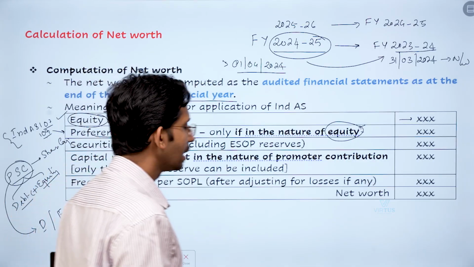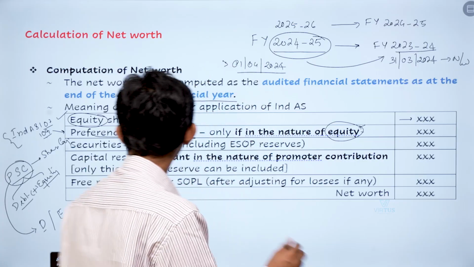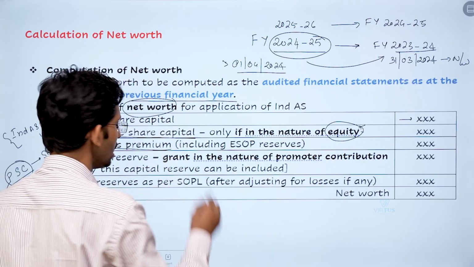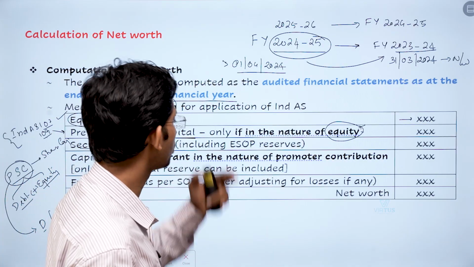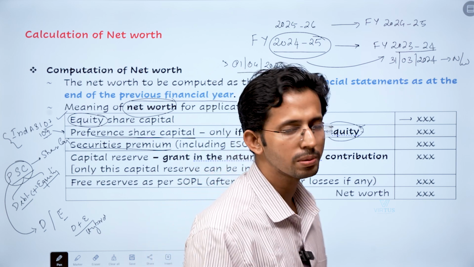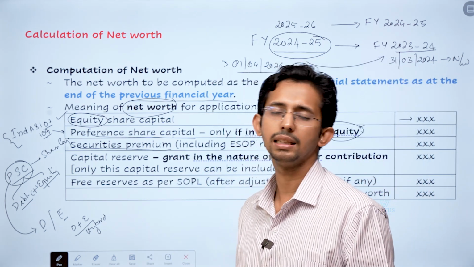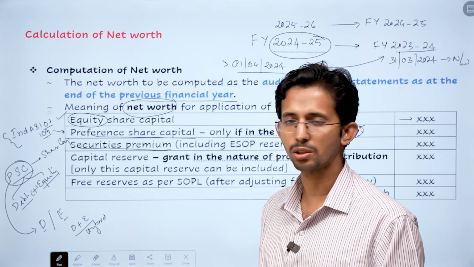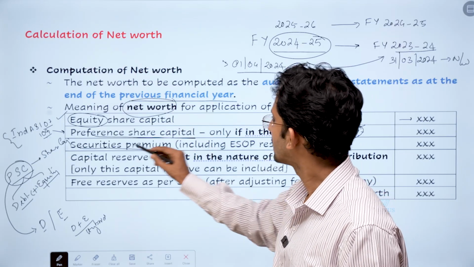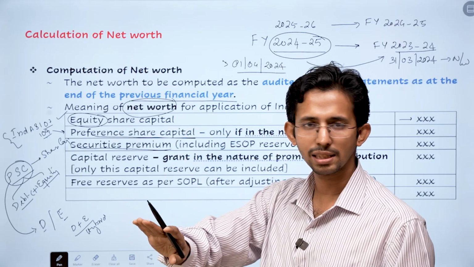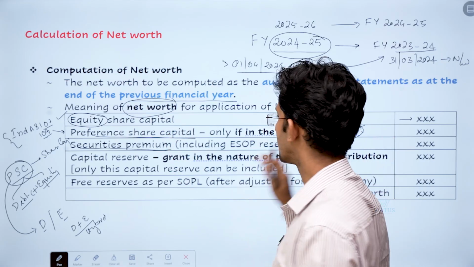Now what is the third component? The third component is the securities premium, including ESOP reserves. ESOP reserves is also something which we will learn when you come to the basic standards on ESOP. Now, securities premium, if it is there in your financial statement, then that also has to be considered here.